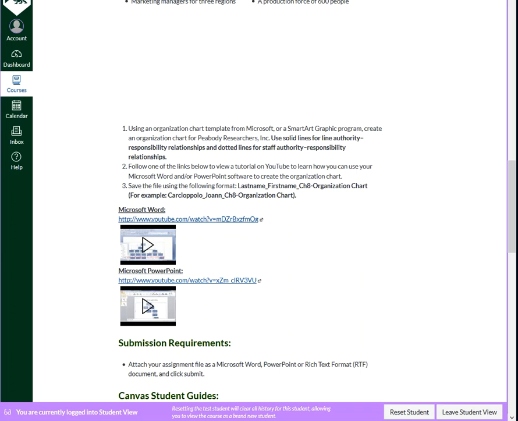For those of you that have never created an organization chart before, I've included a couple of YouTube videos that guide you through the steps using Microsoft Word or Microsoft PowerPoint. If these are not helpful, please feel free to check out YouTube for other videos to help you design your organization chart and how to change the lines, make sure that they are solid where they're supposed to be or dotted where they're supposed to be.